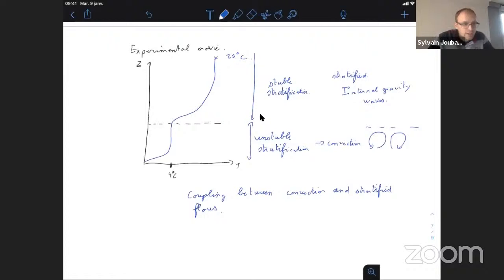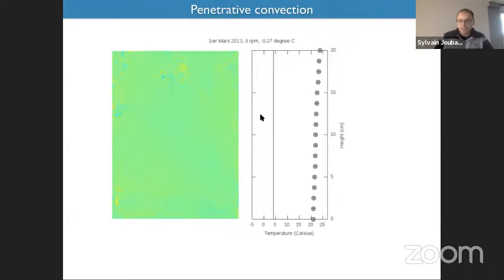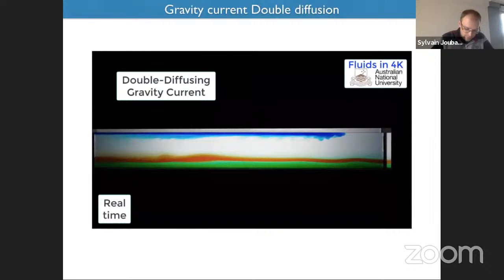Any reason for the symmetric two-hole structure? There is no reason, and I'll just come back to this movie. I have chosen to draw two convective holes.